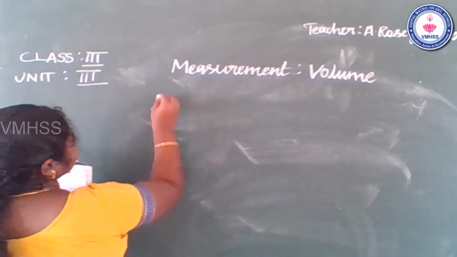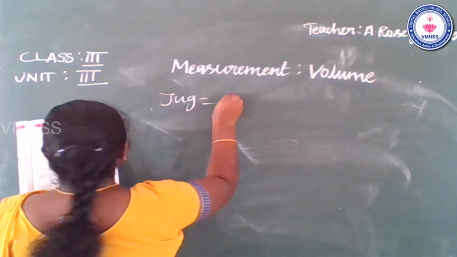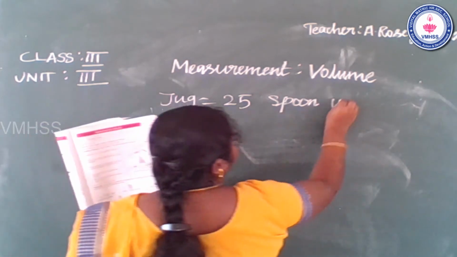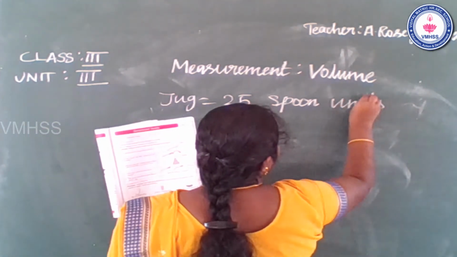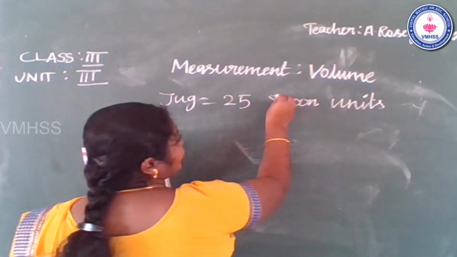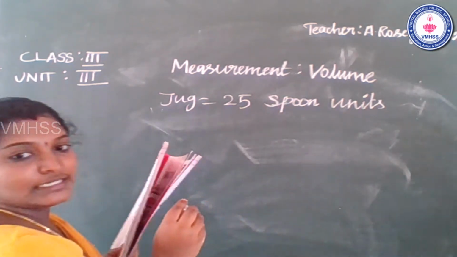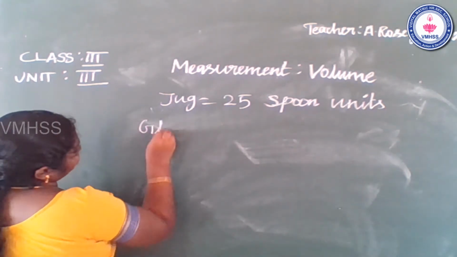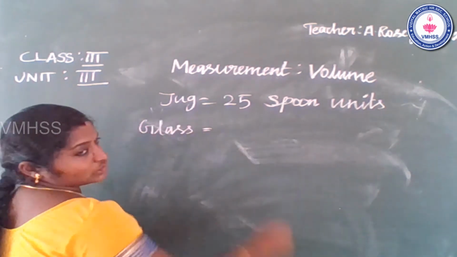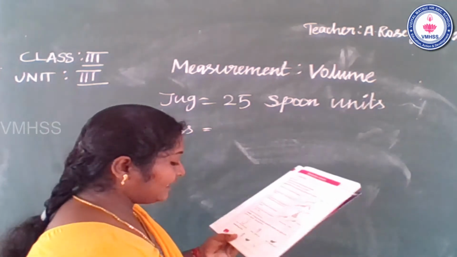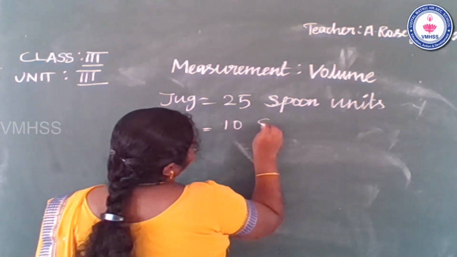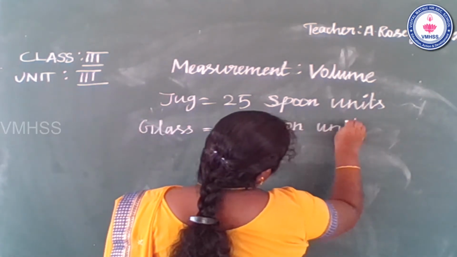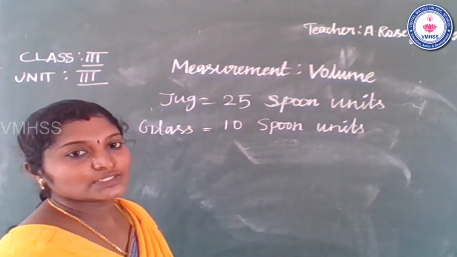Okay, first one, jug equal to 25 spoon units. Next one, glass equal to 10 spoon units. Glass equal to 10 spoon units.